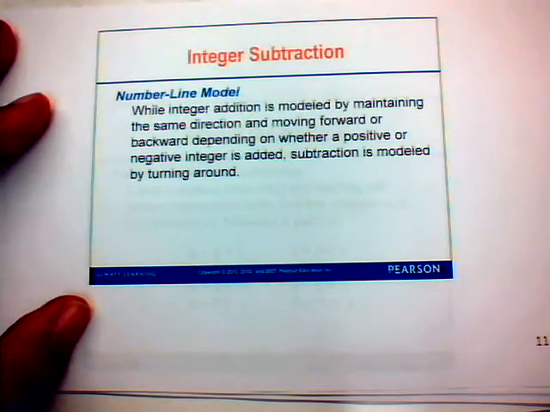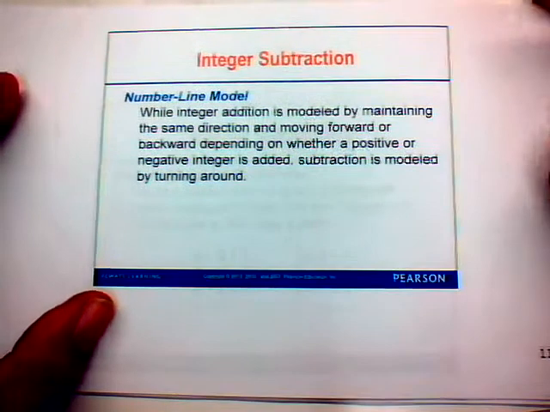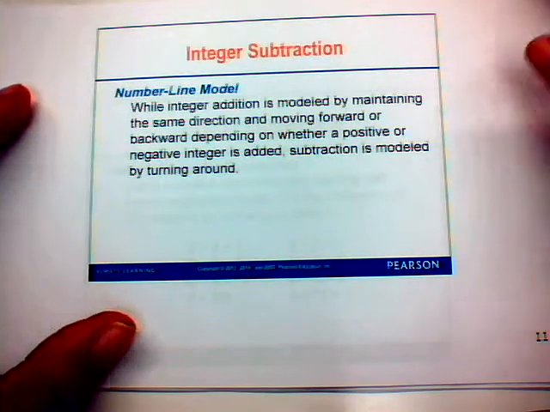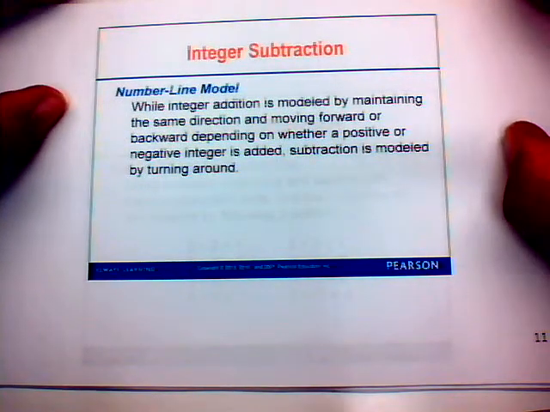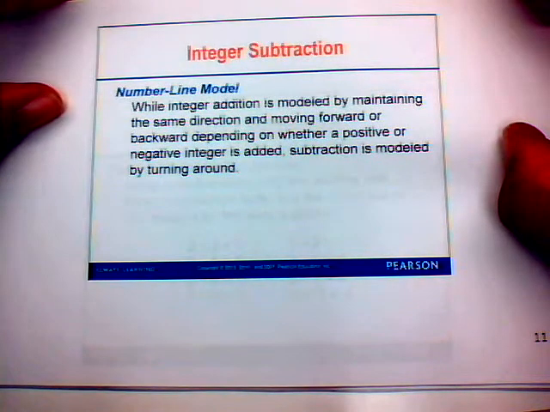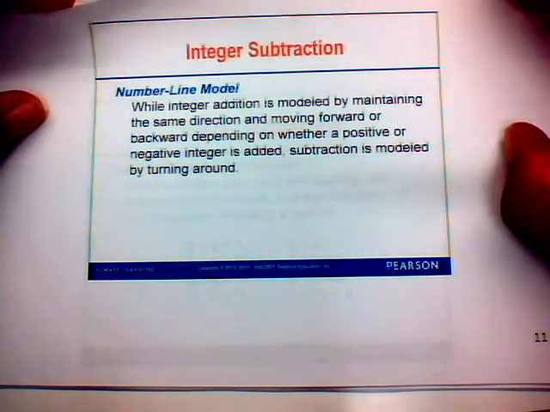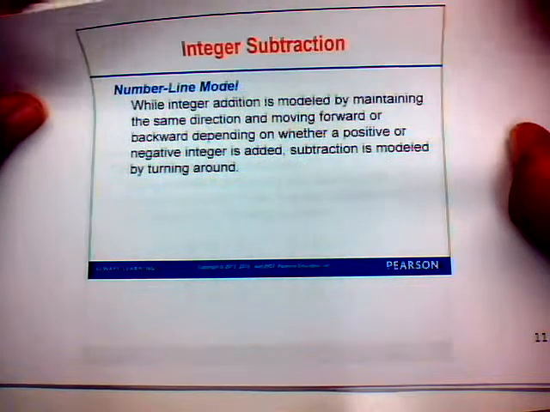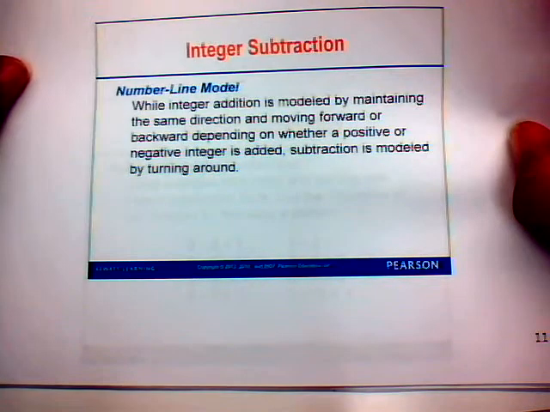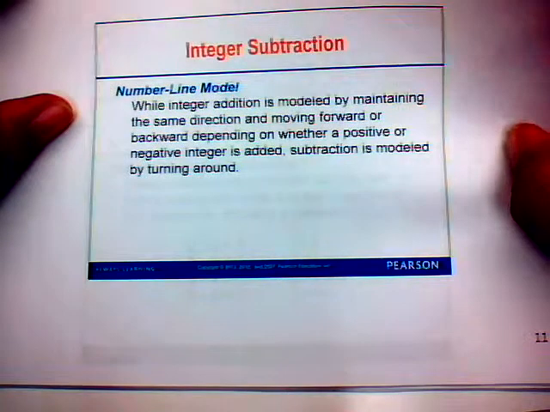And then the number line model can also be used to represent integer subtraction. While integer addition is modeled by maintaining the same direction and moving forward or backward, depending upon whether a positive or negative integer is added, subtraction is modeled by turning around.